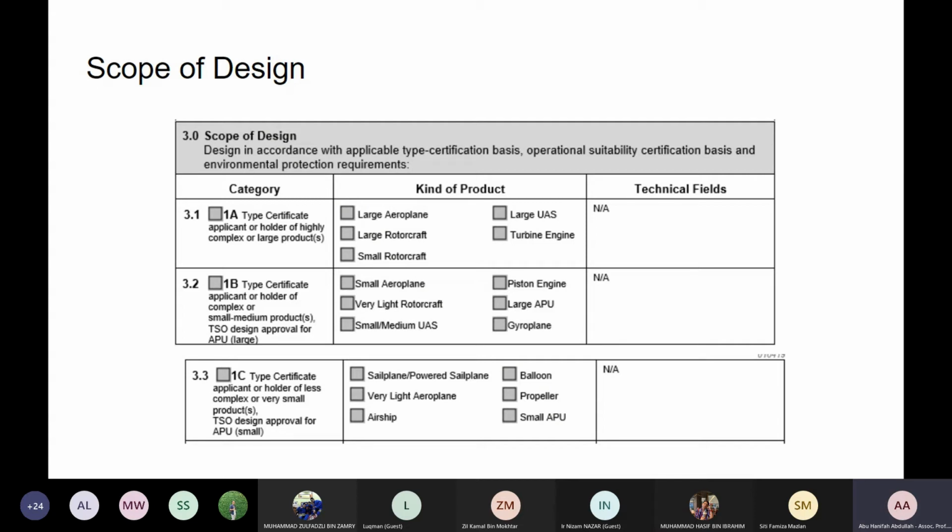And 1C is on sailplane, very light aeroplane, A-shape, balloon, propeller, and small APU. So you want to apply for either 1A or 1B, and mostly I believe we will go to 1B. That is the most drone that we've been doing now.